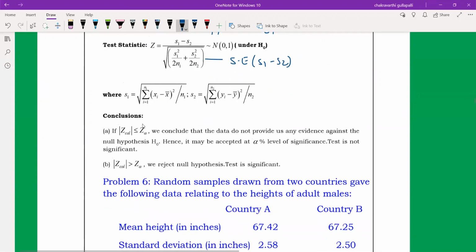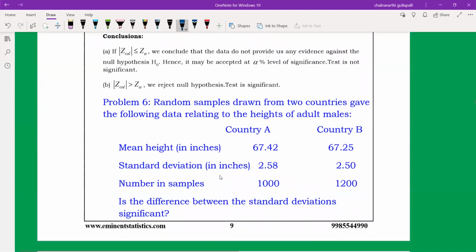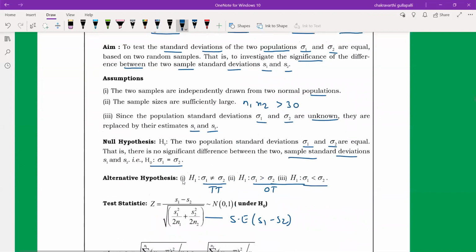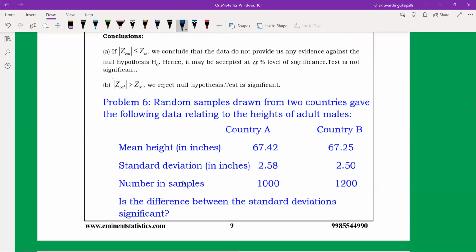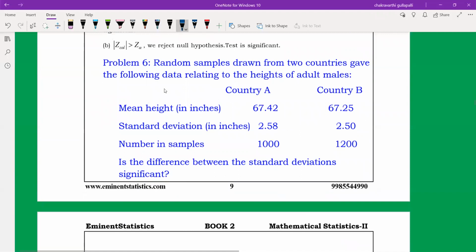Conclusion: if mod Z calculated is less than or equal to the Z table value, we accept H0 and the corresponding test is not significant. If mod Z calculated is greater than the Z table value, we reject the null hypothesis and the test is significant. For understanding purposes of this very simple test, now we have to solve this problem.